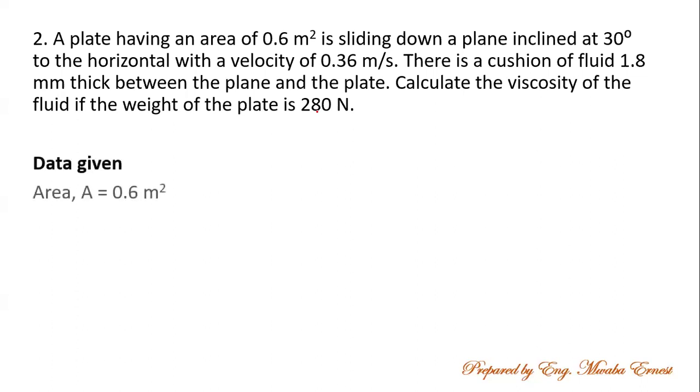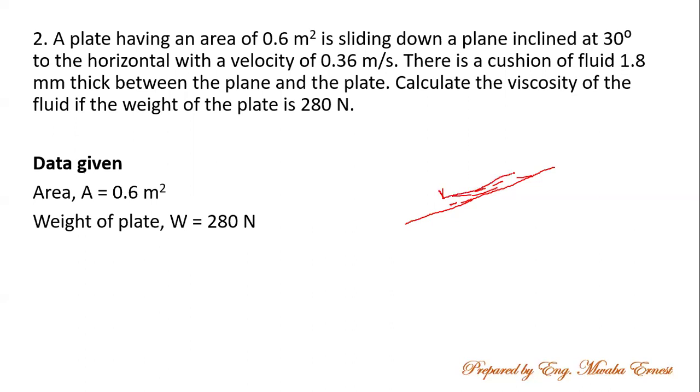Now, let's look at the data provided. This is the area, 0.6. The weight of the plate is 280 newtons. So here I have this, and this is the incline. I have some fluid there. Then what happens? I have this plate sitting here on top, supposed to slide down the incline. So that is the plate.